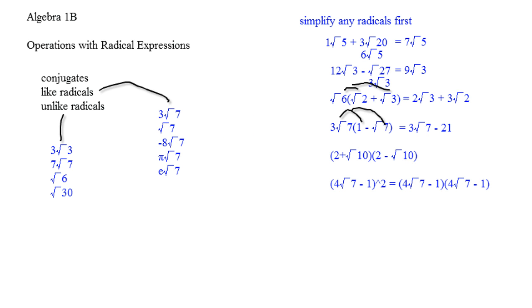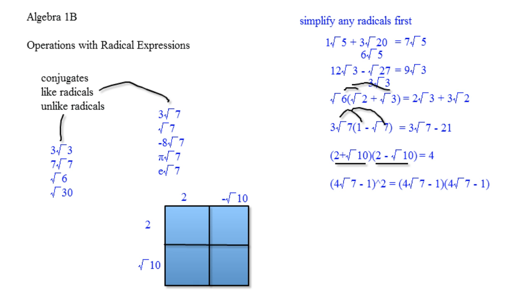Okay, now hopefully some of you are recognizing that this is a difference of perfect squares. If we actually just multiply it out, it's going to be 4. If we do FOIL or the box method, let me set up the box for you. You can do FOIL or you can just set up the box. So this will get you 4, this will get you negative 2 root 10, and this will get you 2 root 10. And this actually might save a lot of headaches later on.